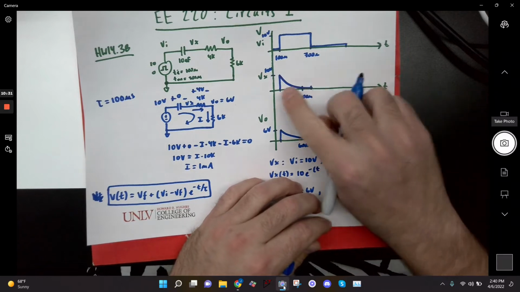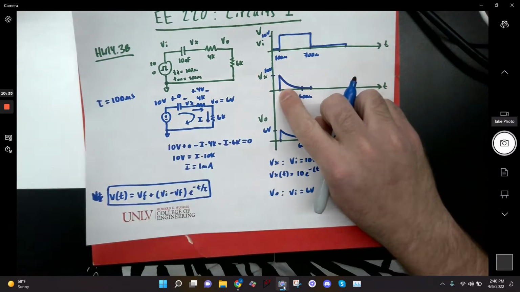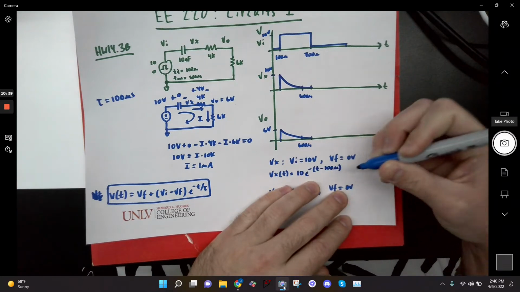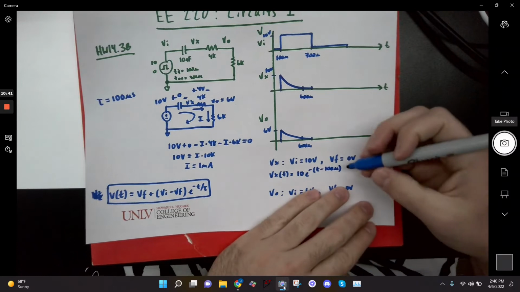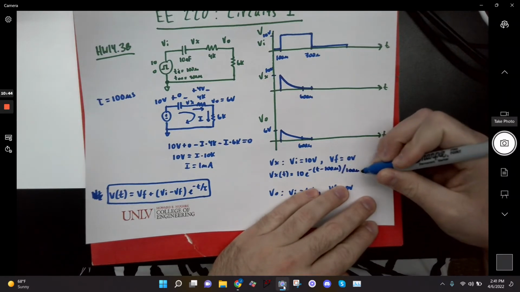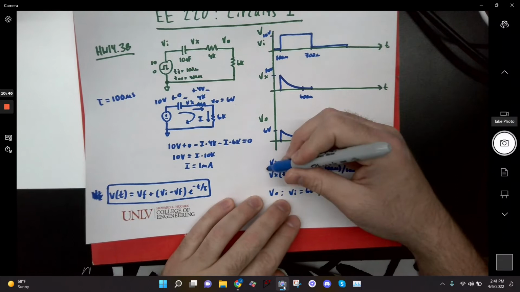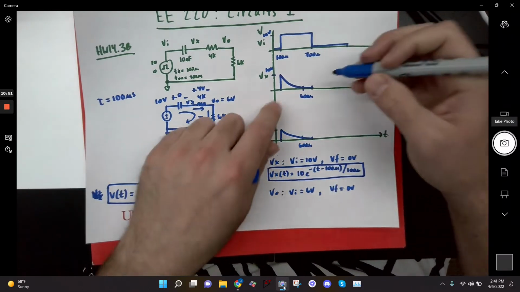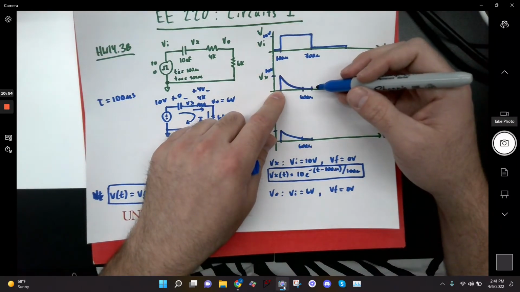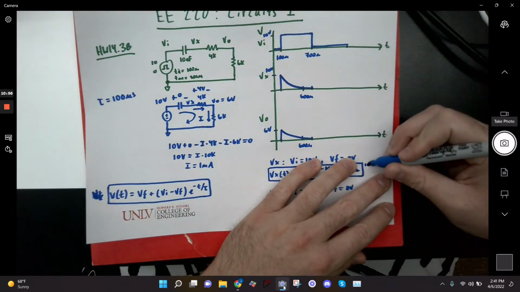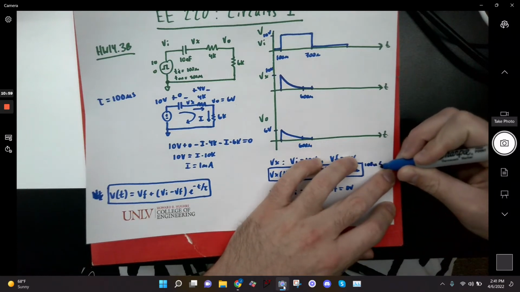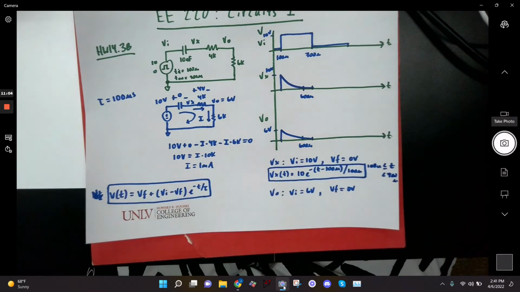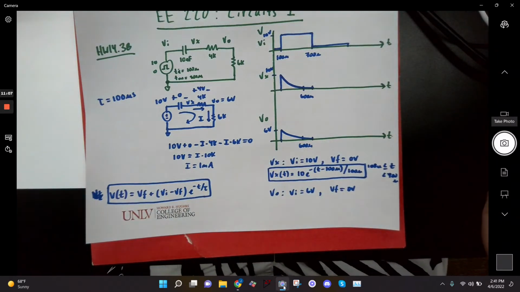Now note, I have to include that initial time that nothing was happening. So I have to subtract 100 microseconds, because that's basically shifting the curve by 100 microseconds. And then I divide by my tau. So that would be my equation for Vx of t, at least between 100 and 700 microseconds. Basically 100 micro less than or equal to t less than 700 micro. I kind of ran out of room, but you get what I'm saying, right?